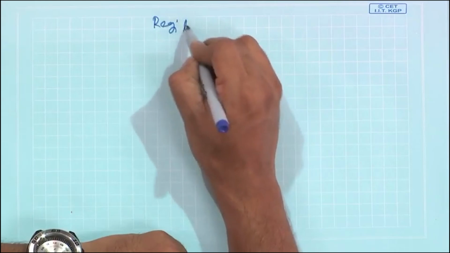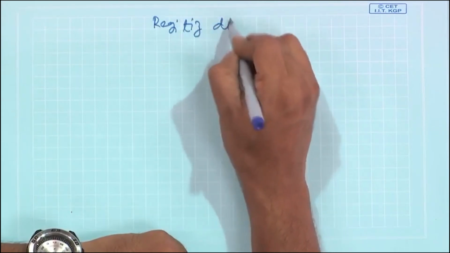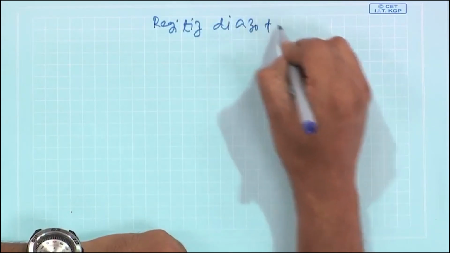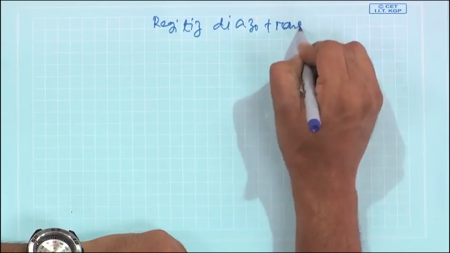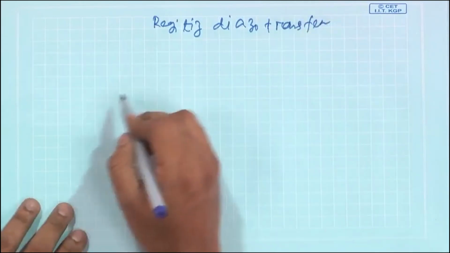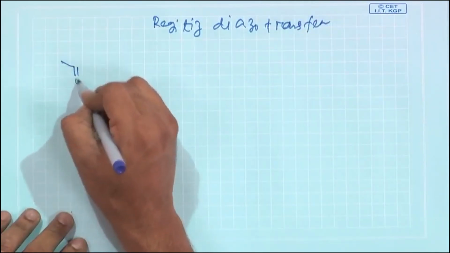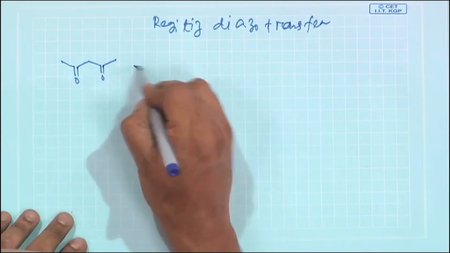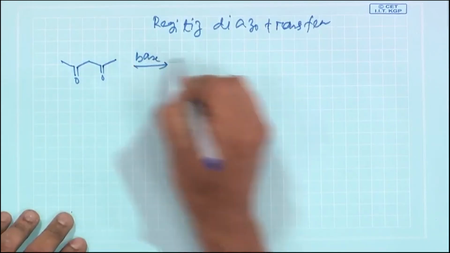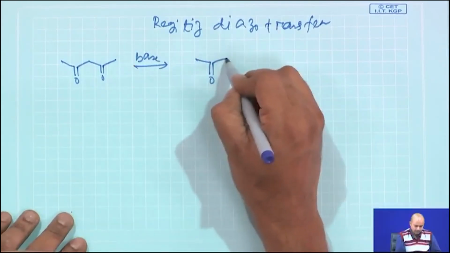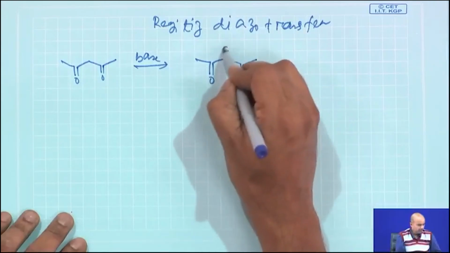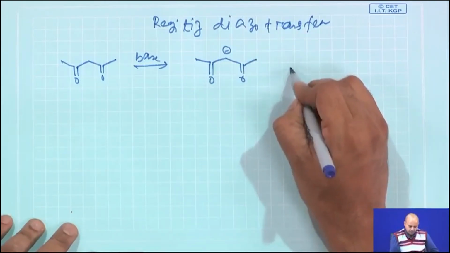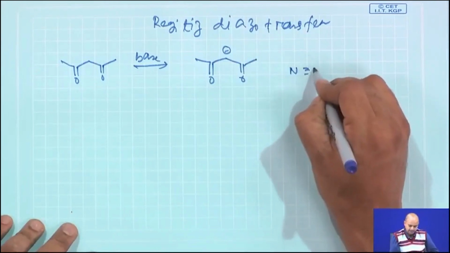Now, I am saying how you can generate a carbene. For carbene generation, you need to know a reaction which is very important. Its reaction name is Regitz diazo transfer. Now, what does this reaction say? This says that if you have a corresponding diketone, you react with a base first, any base, that basically gives you a carbanion, and then you react with tosyl azide.